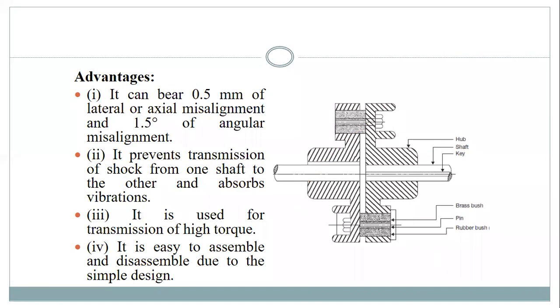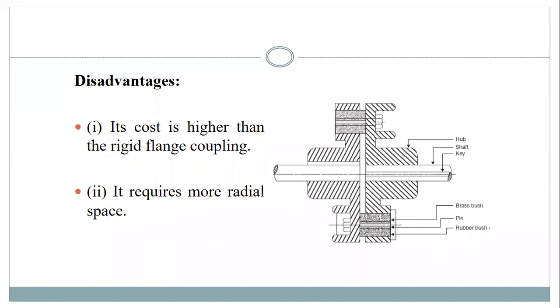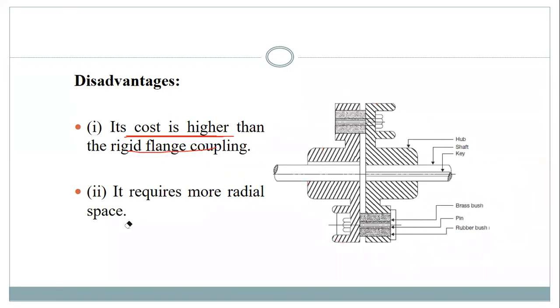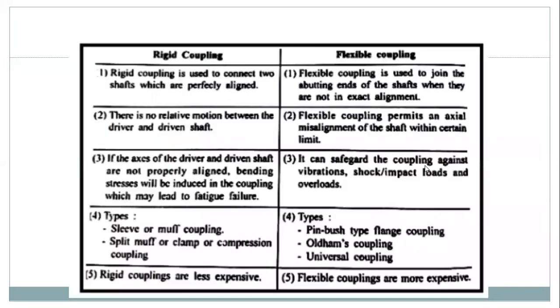Now let's go to disadvantages. Now see guys, since we are using these bushes, the cost is going to be higher as compared to rigid couplings. And you can see the radial space which these flexible couplings are going to require is also going to be higher as compared to the rigid couplings, right?